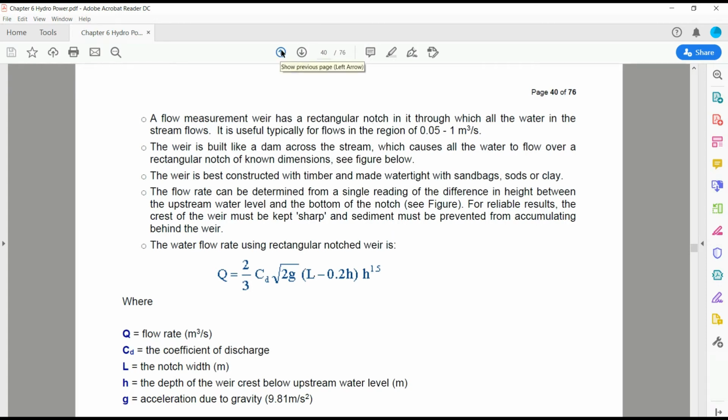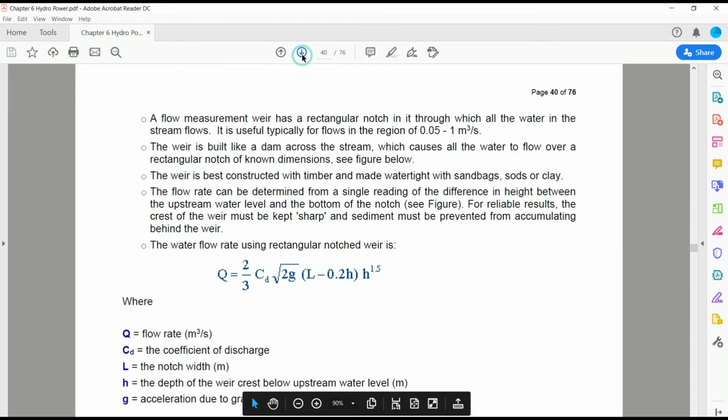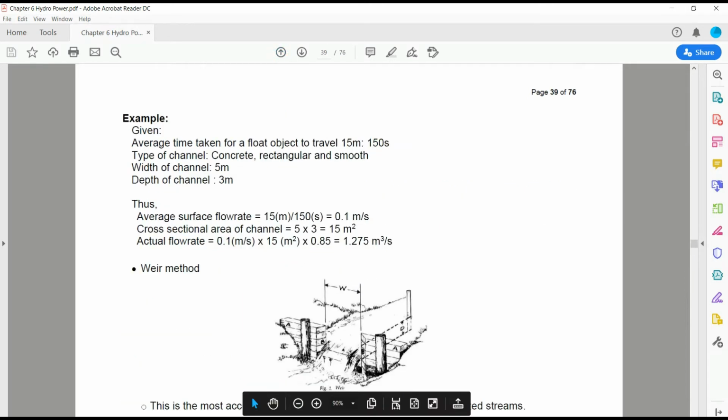So they have this rectangular notch. So this is the rectangular notch of the weir. The weir is built like a dam across the stream, which causes all the water to flow over a rectangular notch of known dimension. See figure below. Okay, so you know the dimension of the notch. For example, here this is the width of the notch.